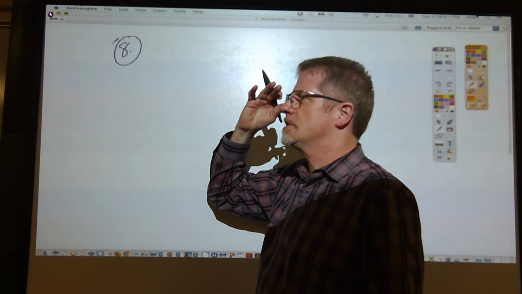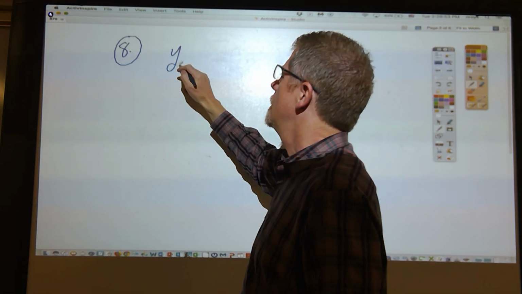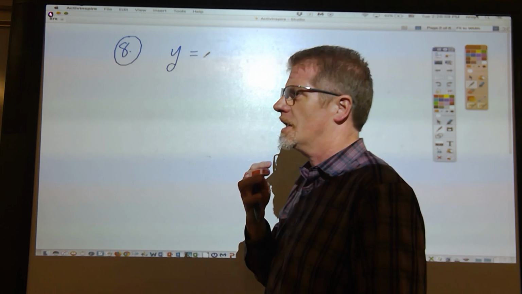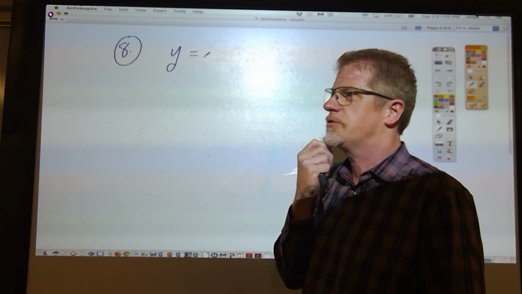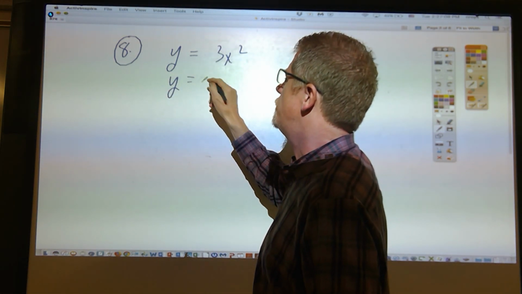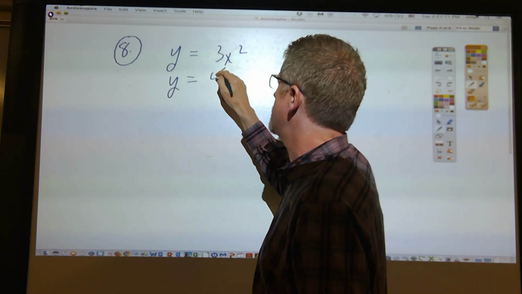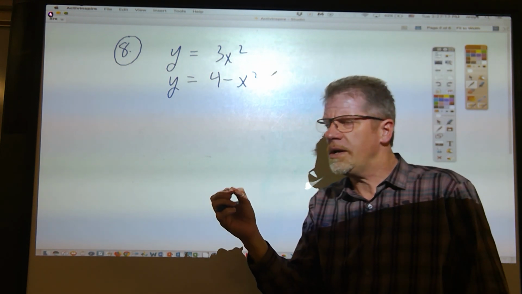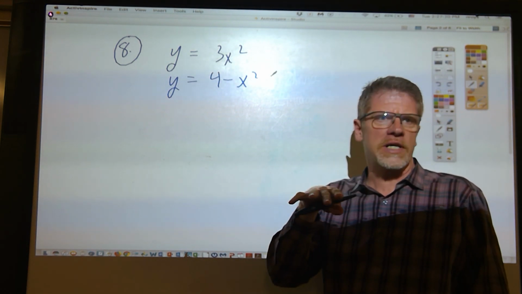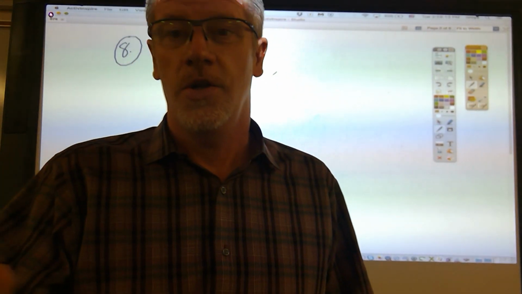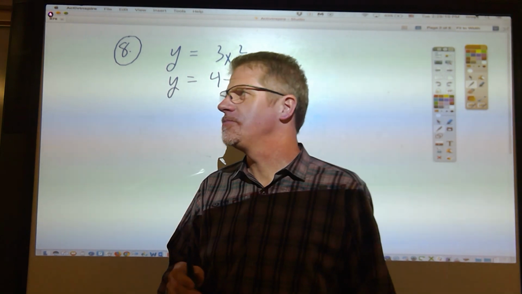But problem 8 was missed by almost everyone. This happened to be a problem that was the same on both the 4th period version and the 7th period version. Didn't make any difference because pretty much everyone missed it anyway. So we had y equals 3x squared as one function given, and the other function given was y equals 4 minus x squared. And you were told to use the quadrant 1 portion of the region that's bound by both of those graphs.